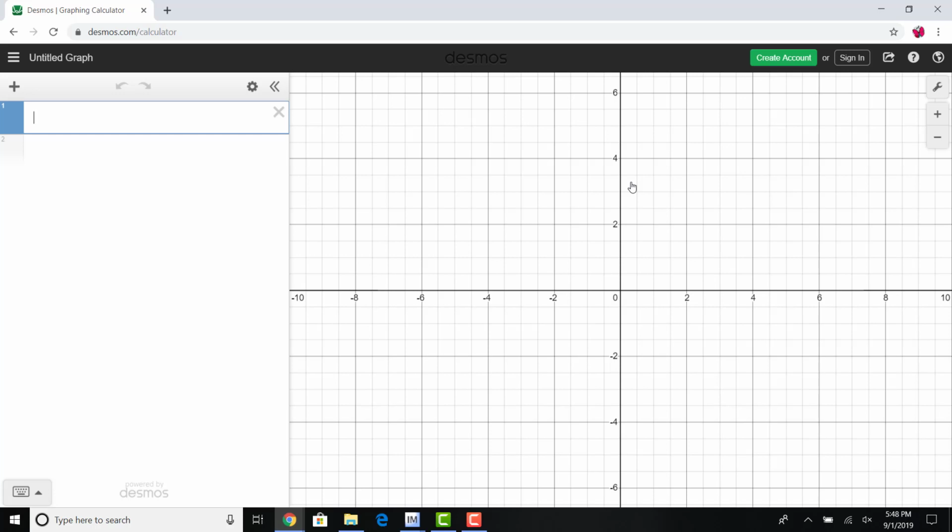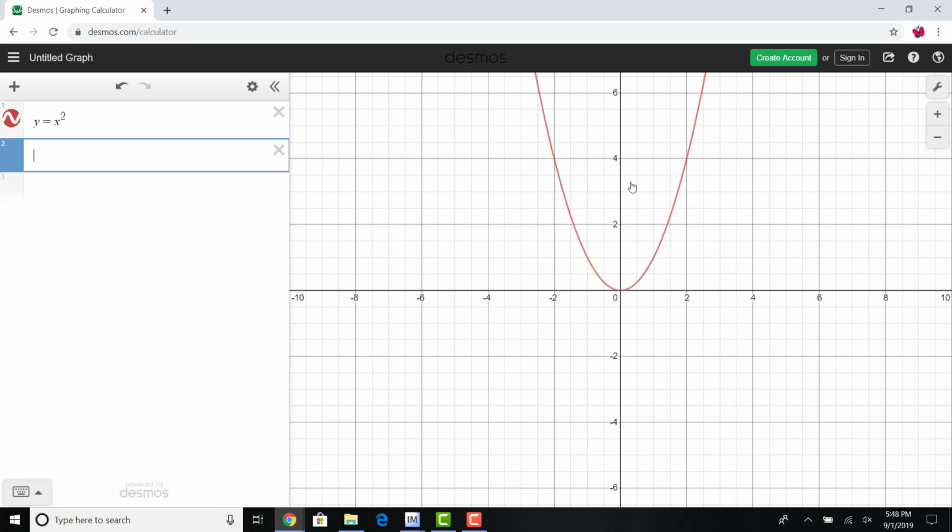We're going to start off by graphing x squared. So we're just going to do y equals x. And the way you do a squared is you're going to do shift 6 and do a 2. So that's our parent function, our x squared parent function.